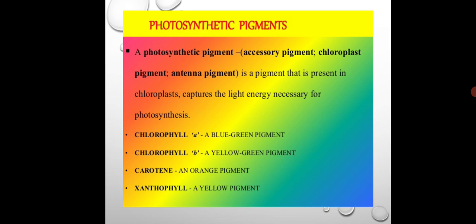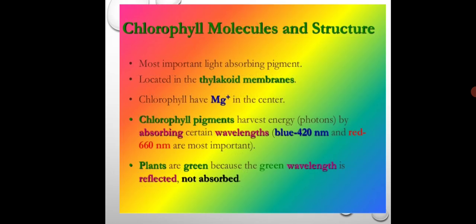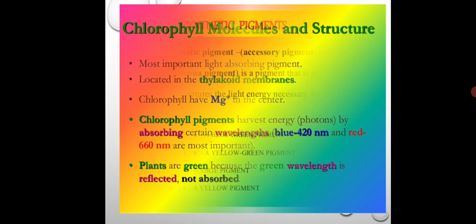Different pigments are there, like chlorophyll A, which is a blue-green pigment, chlorophyll B, a yellow-green pigment, carotene, an orange pigment, and xanthophyll, a yellow pigment. Apart from that, one lutein pigment is also there, which is yellowish in color, and it is included in the xanthophyll class. Okay.